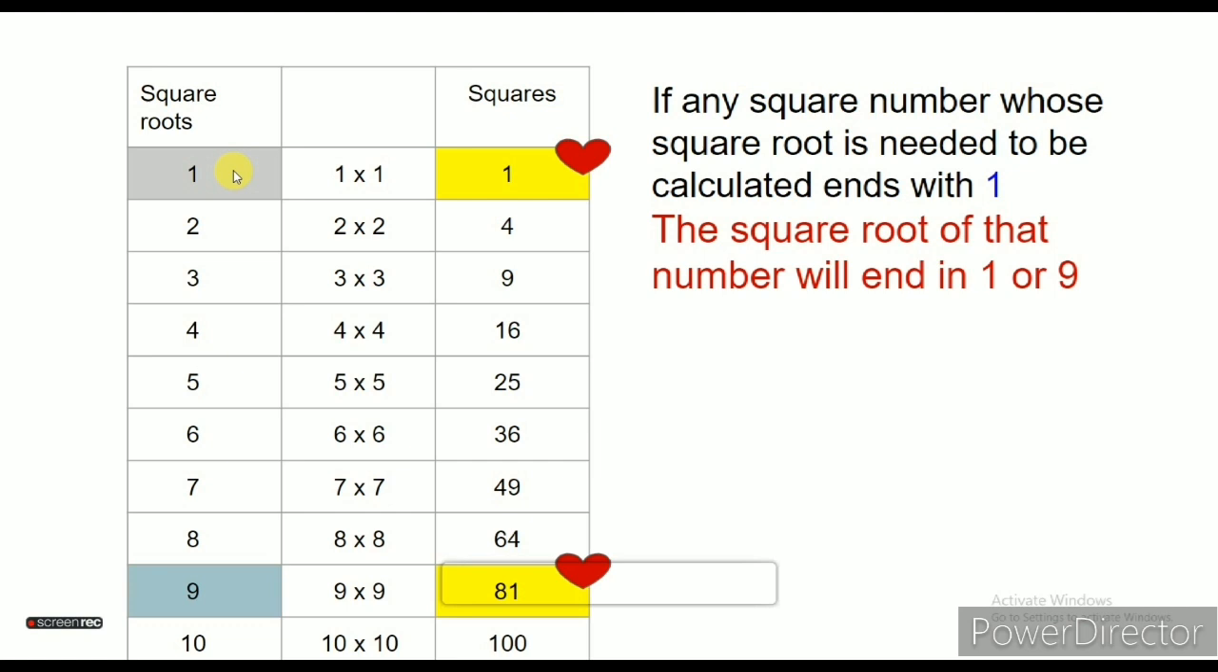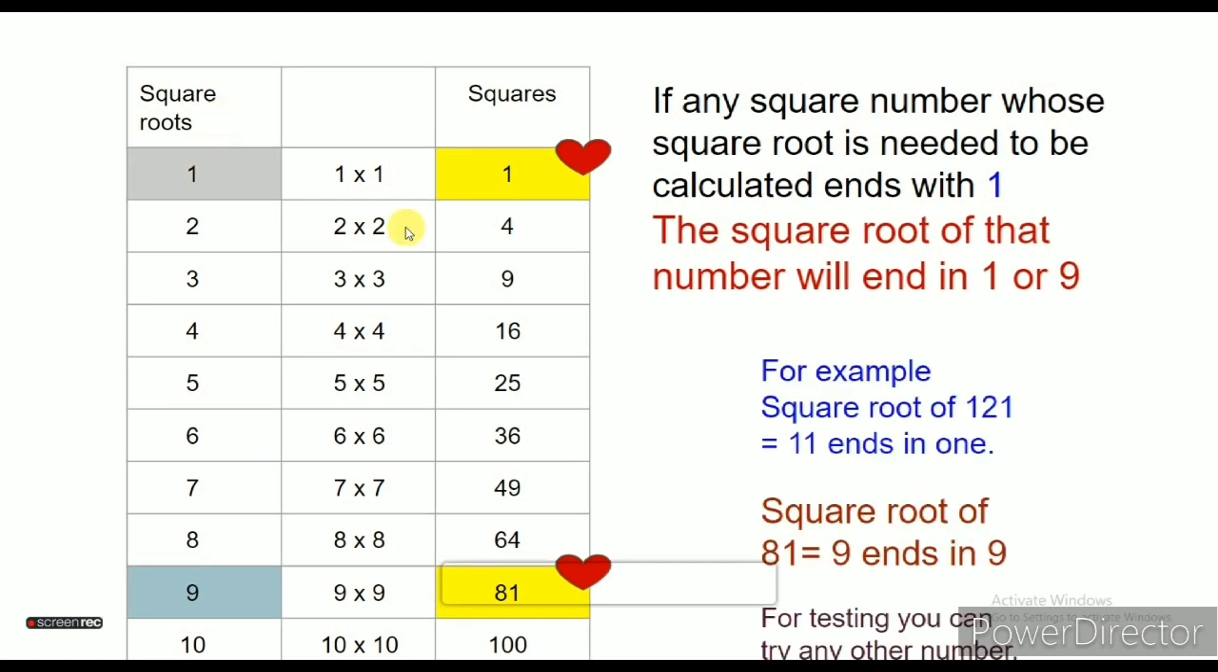Now, let us see an example. For example, the square root of 121 is equal to 11. That ends in 1. And square root of 81 is equal to 9. That ends in 9. So, for further testing, you can try any other number.